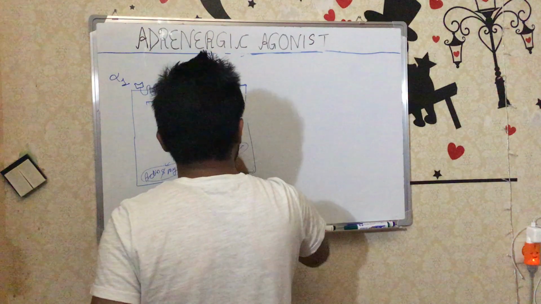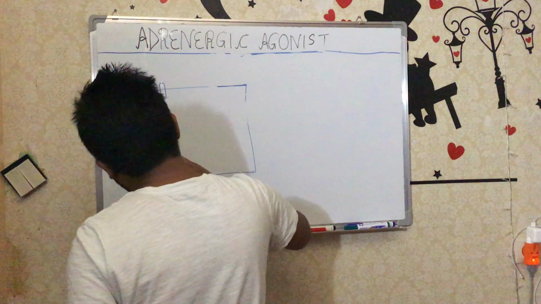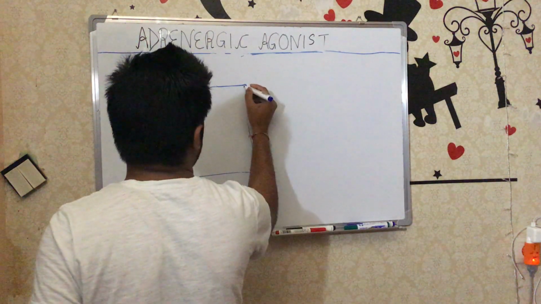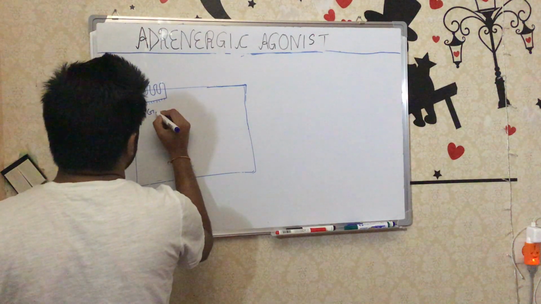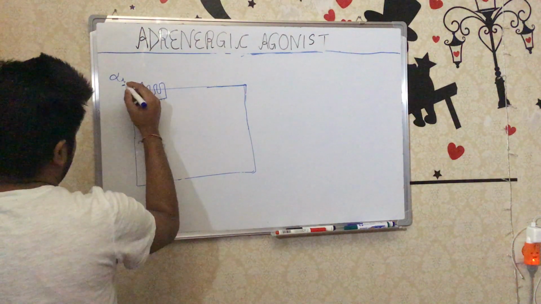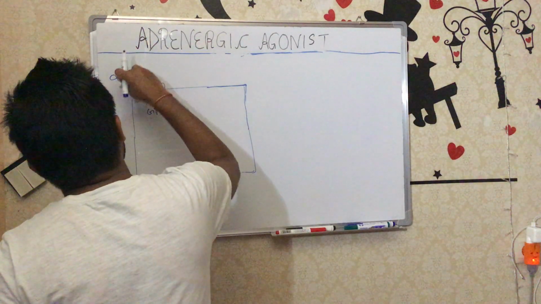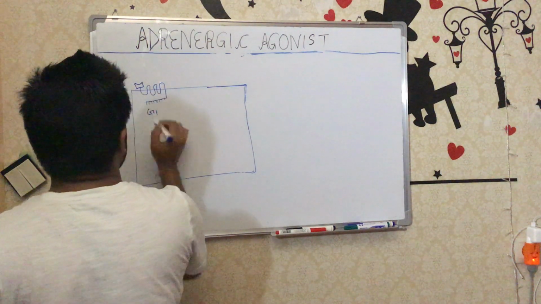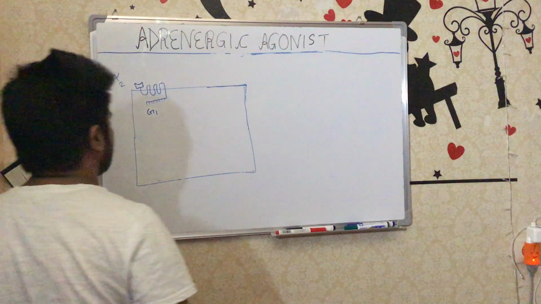Alpha 2 also has a 7-pass receptor. It's also a serpentine receptor, but it's coupled with a different type of protein. In the alpha 1 case, it's coupled with Gq protein, but in the alpha 2 case, it's coupled with Gi protein, I mean G inhibitory protein.